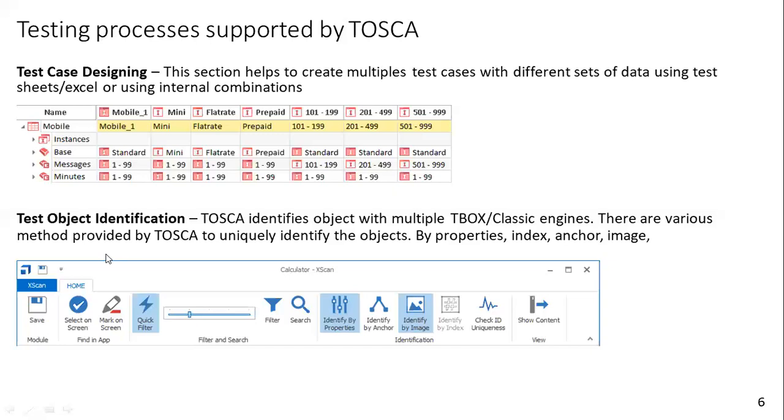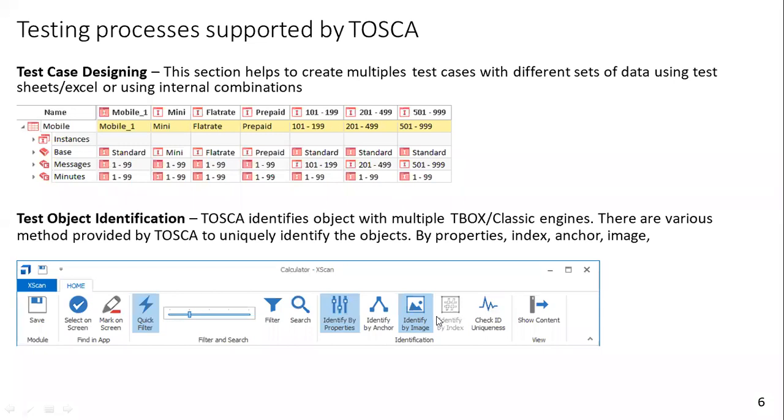So, test object identification. If you see here, TOSCA gives you identify by properties. That is the default option which TOSCA recommends. But there are cases when you are not able to identify by properties. TOSCA gives you other facilities which are not present in any other tool: identify by anchor, identify by index, identify by image. So these are other facilities apart from the internal properties of the test object.